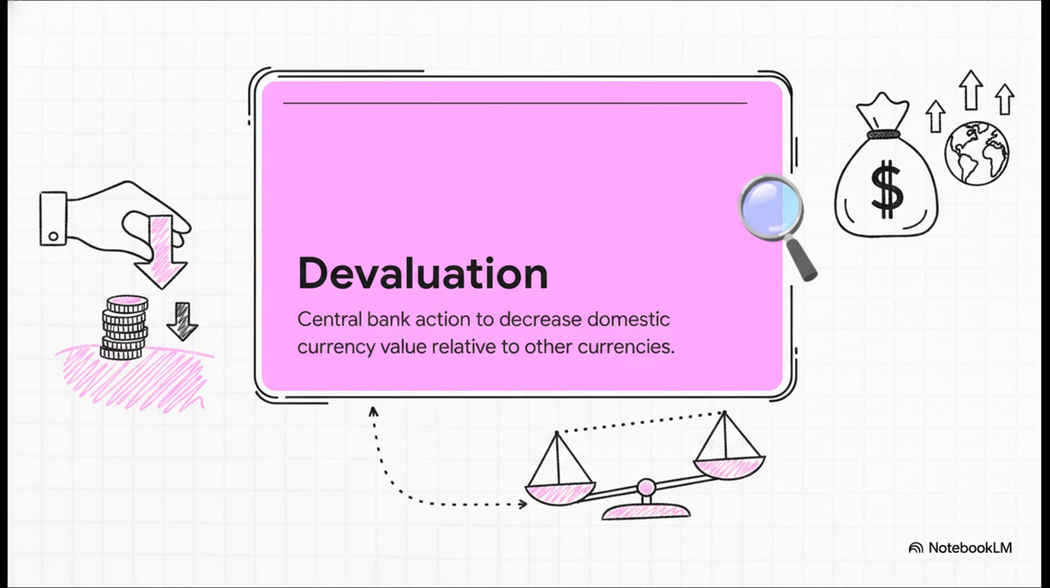This refers to an action undertaken by the central bank to decrease the value of domestic currency relative to other currencies. So when the central bank intentionally steps in to artificially lower that official value, maybe they're trying to wipe out a deficit in their balance of payments by making exports cheaper for foreign buyers, we use the specific term devaluation. It's a deliberate action, absolutely not a market reaction.